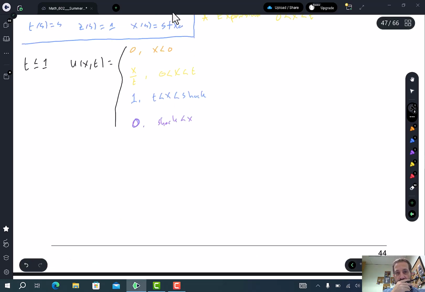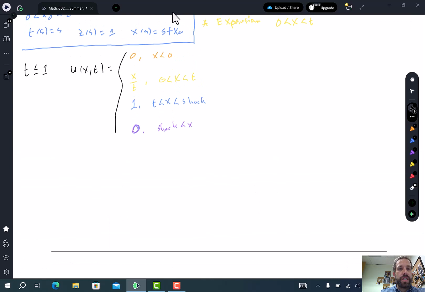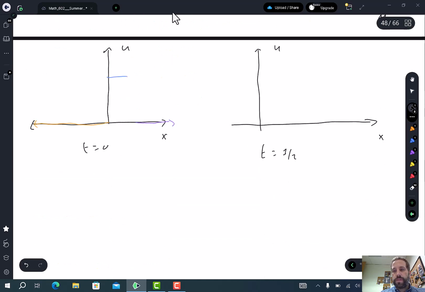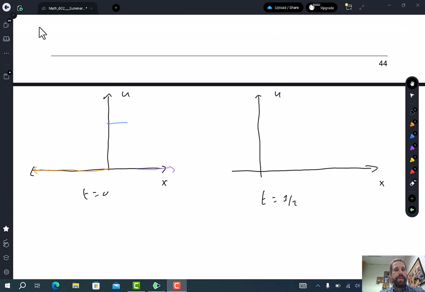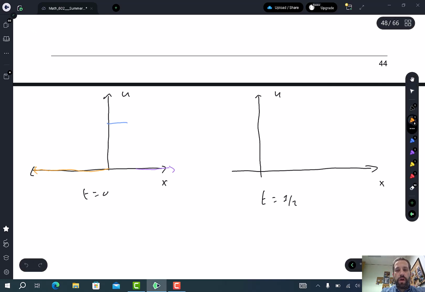Going back up here to our solution, the orange part is going to be 0 when x is less than 0. The blue part is going to be 1 when x is bigger than 1. So we're going to have this. My pen stopped working and I forget exactly where I am, but I'm sketching what's happening when t is equal to 1/2. So the orange part is still going to be 0 here for x less than or equal to 0.